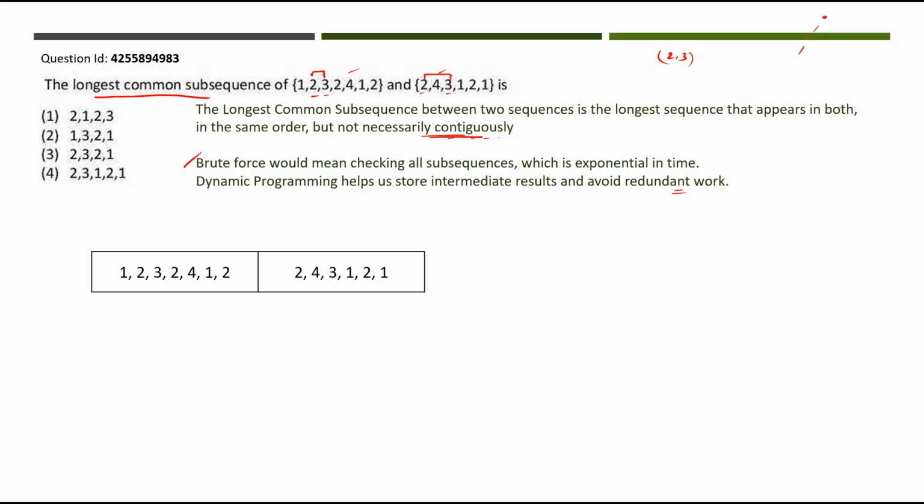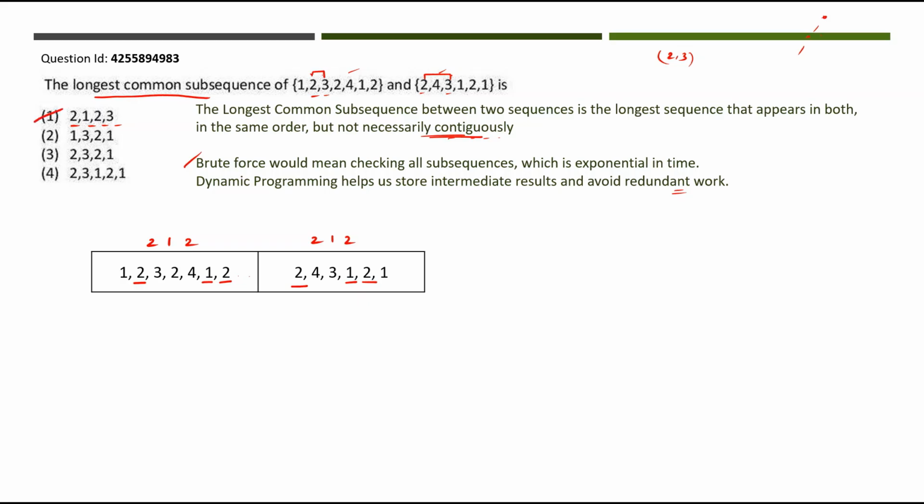Let's take the sequence 1 2 3 2 4 1 2 2 4 3 1 2 1. They have given 2 1 2 3 as the first option. Let's pick up 2 first. After 2 we have 1 and after 1 we have 2. Do we have 3 here? No. The sequence is ending with 2 1 2. Now we'll check the same sequence here. We have 2 here, we have 1 here, and after 1 we have 2 here. 2 1 2 is possible, but 3 is missing. So we can rule out option 1.